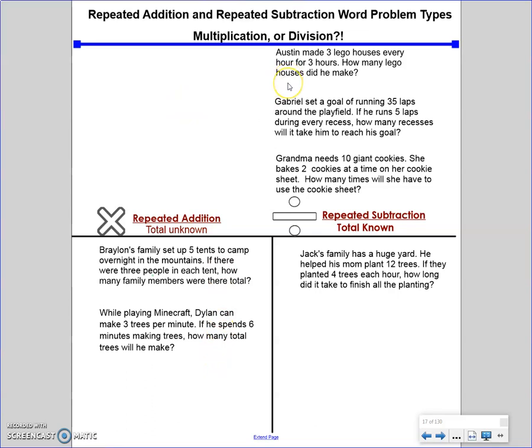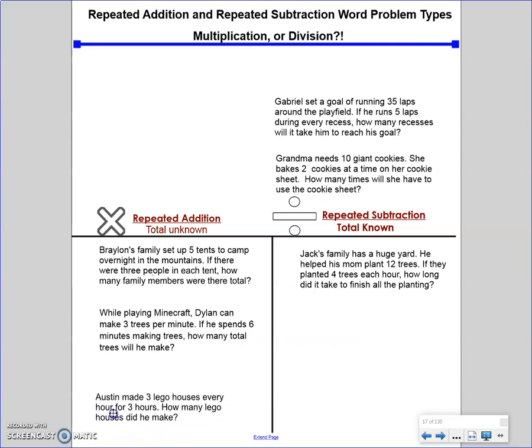What about this one? Austin made 3 Lego houses every hour for 3 hours. How many Lego houses did he make? Is that repeated addition or repeated subtraction? I agree. That's also repeated addition because we're trying to find the total. What about this problem? Gabriel has set a goal of running 35 laps around the playfield.